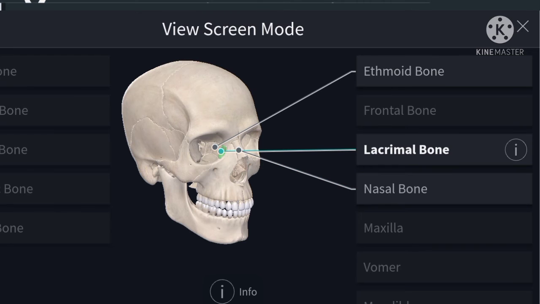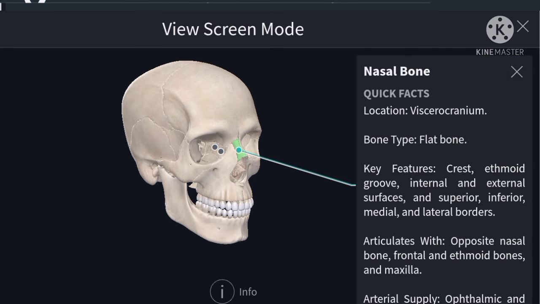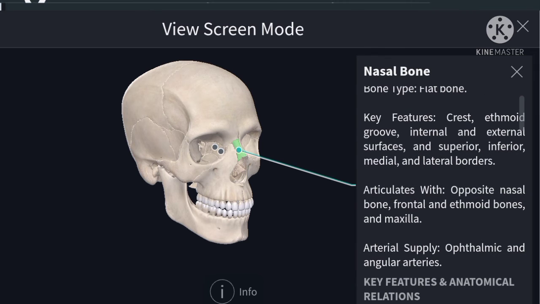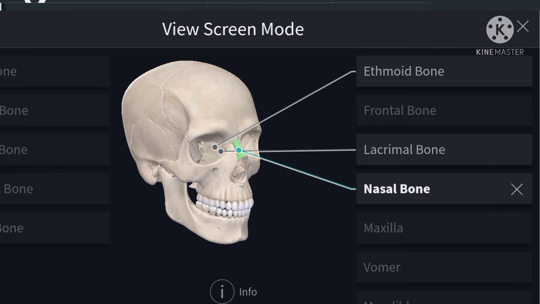Now we will see the nasal bone, and this is the nasal bone, as you can see here, and it is a type of flat bone which is located in viscerocranium and it articulates with the opposite nasal bone, frontal and ethmoidal bone and the maxilla, and it is supplied by the ophthalmic and angular artery.